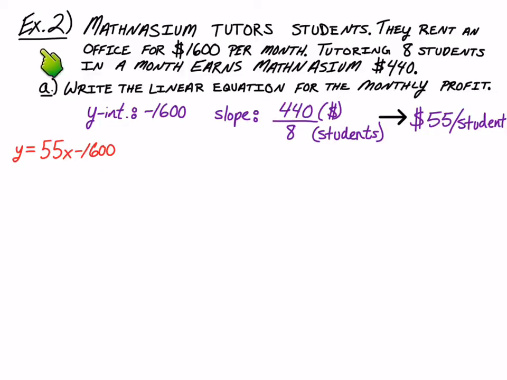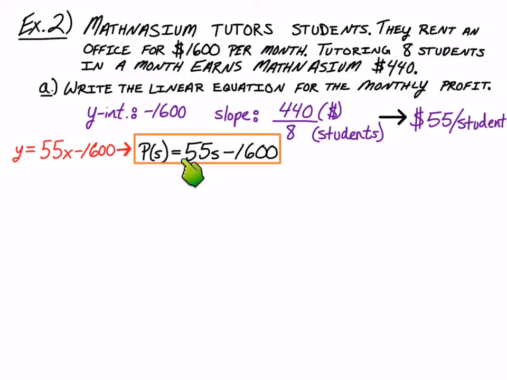But in terms of their profit, let's go ahead and give it some function notation. P of s equals 55s minus 1,600. So s, you can probably guess, that's the number of students they tutor in a month. P of s will be the profit. Right? We often use capital P to represent the profit function. You could probably take a wild guess which letter we would use to represent the cost function. I'll leave that one to you.